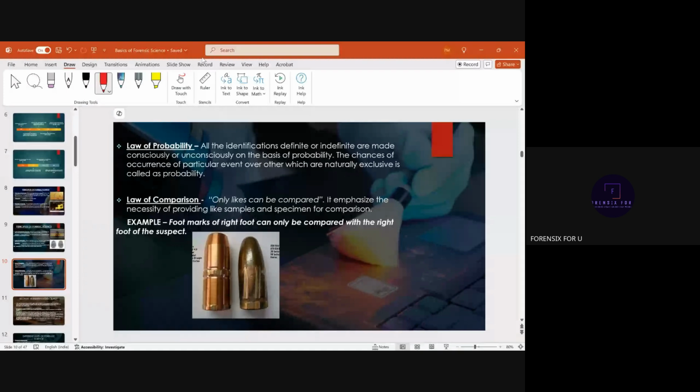Right. And the last one is the law of comparison. The law of comparison states that only likes can be compared. I can only compare a girl with a girl. I cannot compare a girl with a boy, or a left foot footwear with a right foot footwear. If I have to draw a comparison, I need to get a left foot footwear of that particular criminal and match it with his left foot footwear only. Left and right do not match. Left hand and right hand have no comparison.